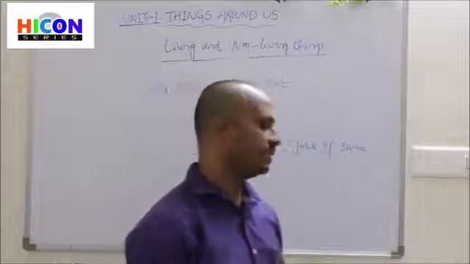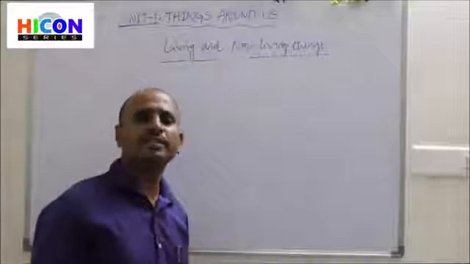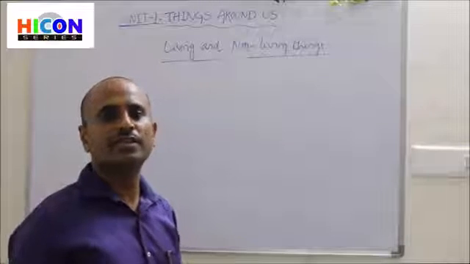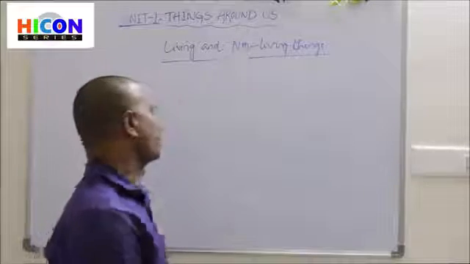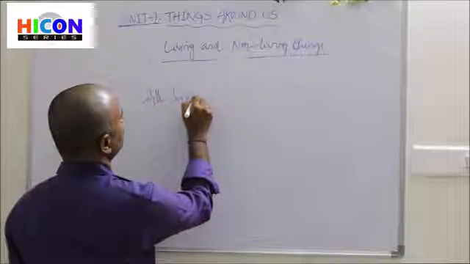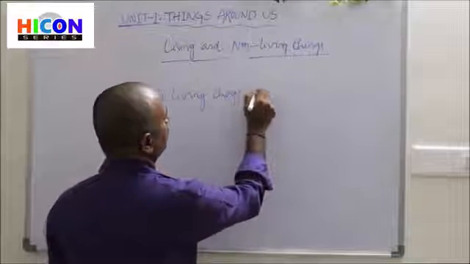So the next one is: all living things reproduce. The next characteristic which differentiates living things from non-living things is reproduction. So all living things reproduce.